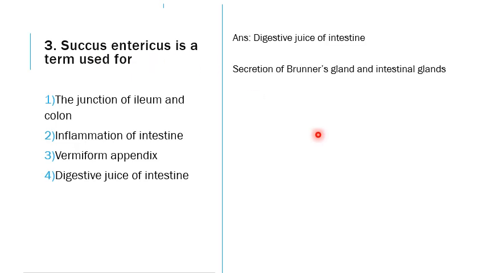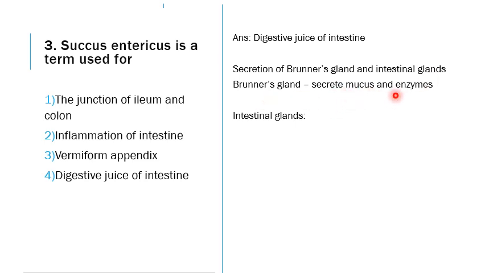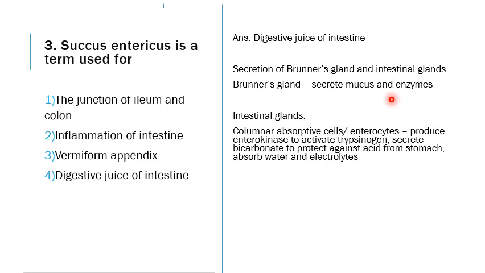What does succus entericus, the intestinal juice, contain? It contains the secretions from the Brunner's gland in the duodenum as well as the other intestinal gland secretions. Let us see what the secretions are. Brunner's gland will mainly secrete mucus and a little of enzymes. Other intestinal glands have the absorbing columnar cells, the enterocytes. They will produce the enterokinase or the enteropeptidase enzyme.